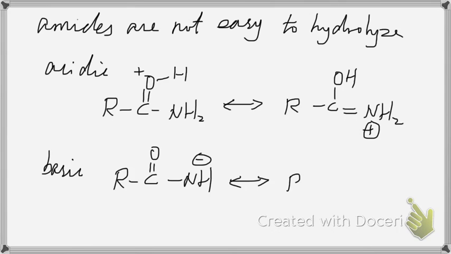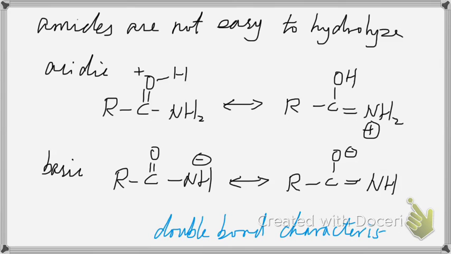Under basic condition, it is possible that the proton on the nitrogen could be removed by the base. And we can also write a resonance structure for this anion where the oxygen can help to share the negative charge. And in the resonance structure, again, we also have a carbon-nitrogen double bond. So the carbon-nitrogen bond actually has some double bond characteristics.